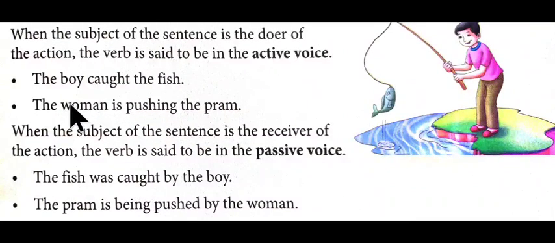For example, the woman is pushing the pram. Here the woman is the subject, is pushing is the verb, and the pram is the object. Why is the pram the object? Because it is receiving action from the subject. So this is an active voice. Why? Because in this sentence the subject is the doer of the action. The action is being done by the subject only. So in this case the verb is said to be in active voice.